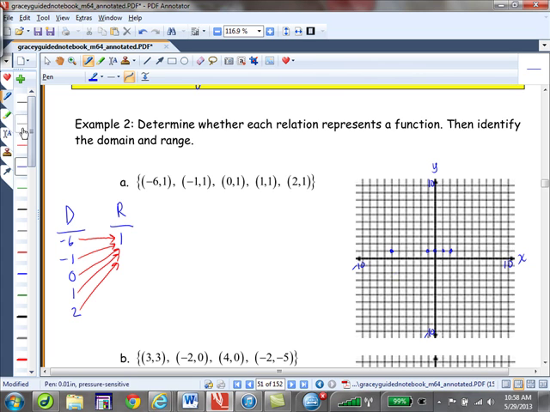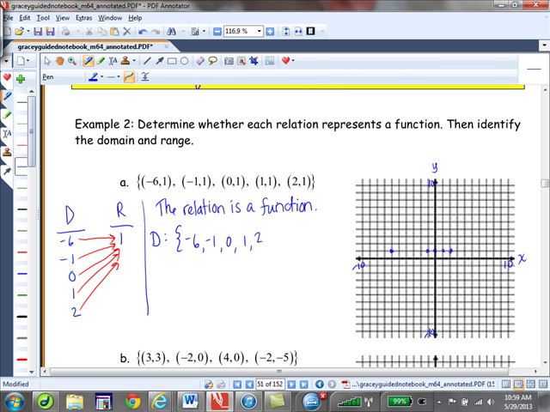Now let's put our result in. So we have ascertained that this is a function, right? So the relation is a function. The domain, I'll just put D for domain, was -6, -1, 0, 1, and 2. And the range is the set of just one element, 1.